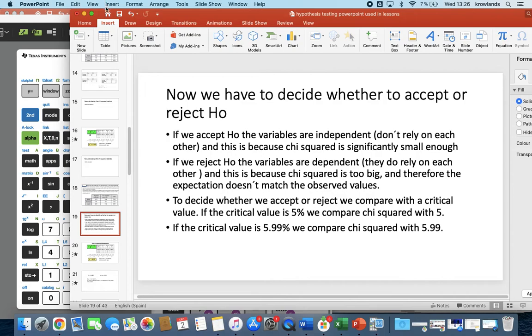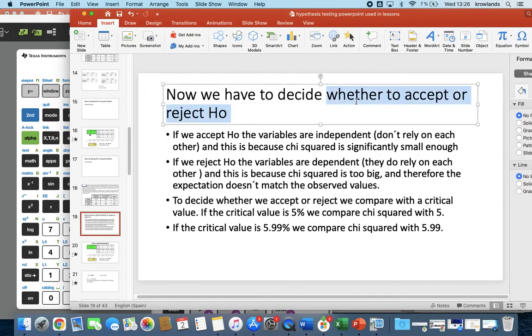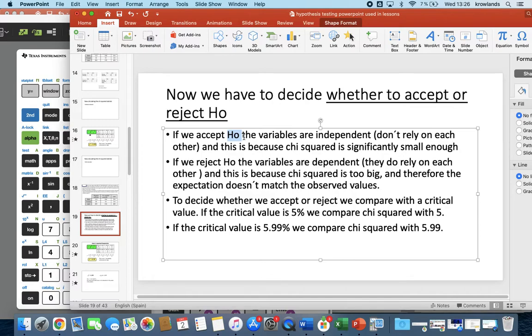So now we have to decide for our final step whether to accept or reject H0. H0 is one of our arguments. If we accept it, what happens is that the variables are independent. This is because chi-squared is small. If we reject H0, this is because they are dependent.